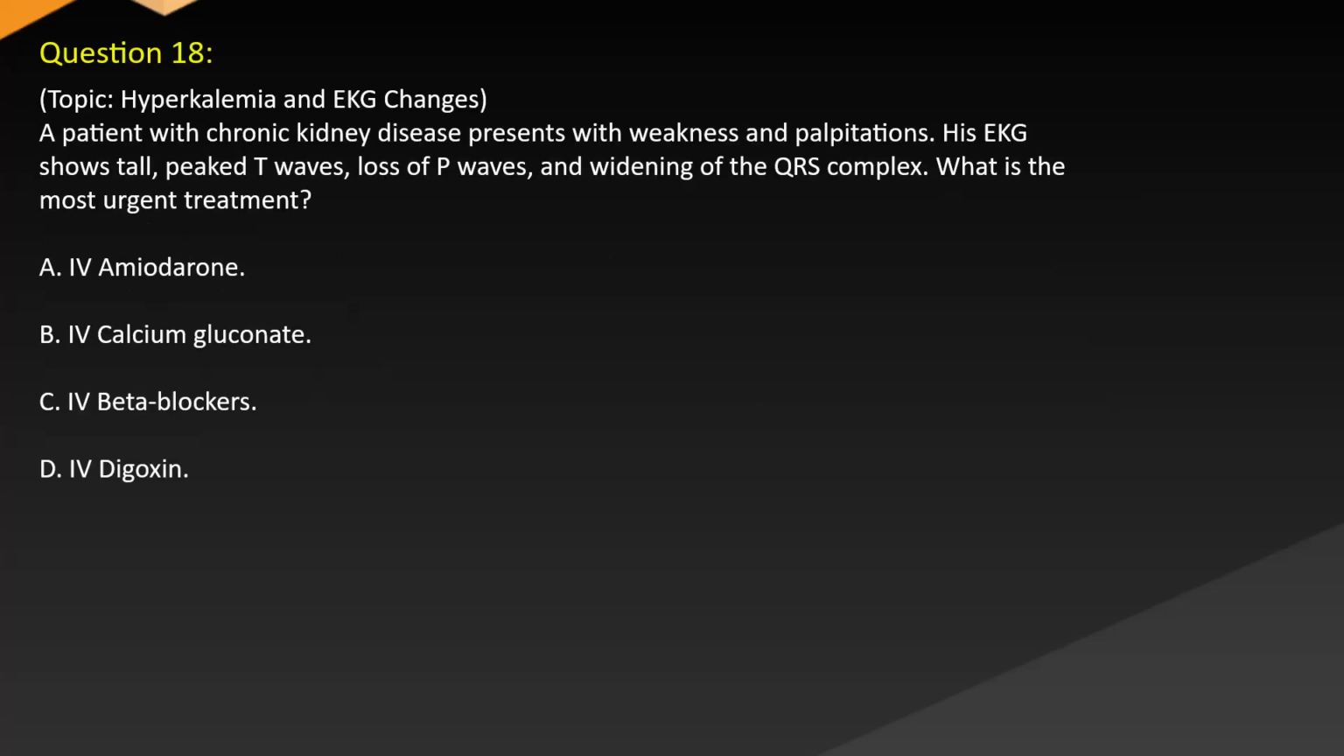Question 18. Topic: hyperkalemia and EKG changes. A patient with chronic kidney disease presents with weakness and palpitations. His EKG shows tall peaked T waves, loss of P waves, and widening of the QRS complex. What is the most urgent treatment? A. Amiodarone. B. Calcium gluconate. C. Beta blockers. D. Digoxin.